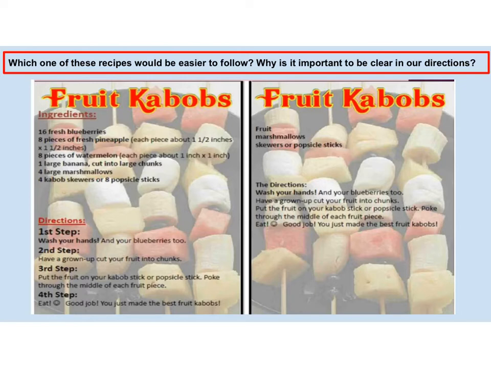So I am going to put a little check mark right there on the one that I think is a lot clearer and a lot easier to follow. This one, to me, is much easier because it tells you exactly how many blueberries you need and how many marshmallows, instead of just saying fruit. So we've got 2 different recipes, but it's just an example of why you would want to be very clear in your directions so that the people who are trying to learn from it can know what to do.